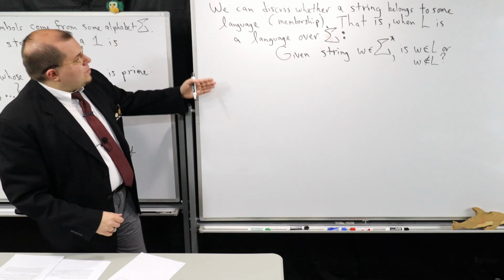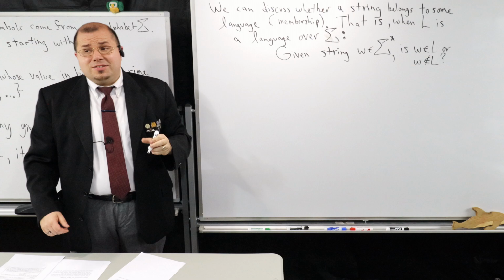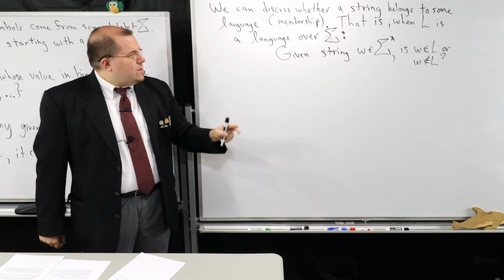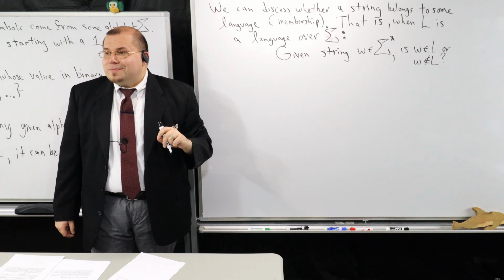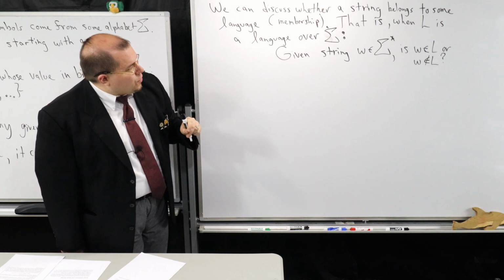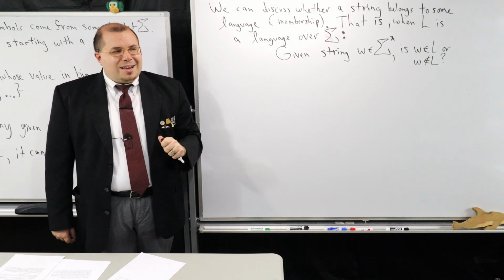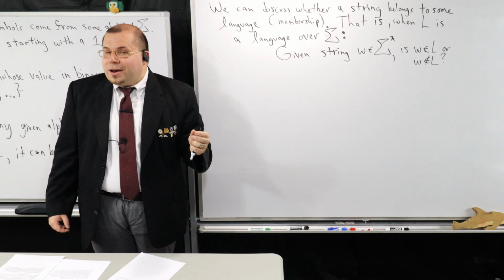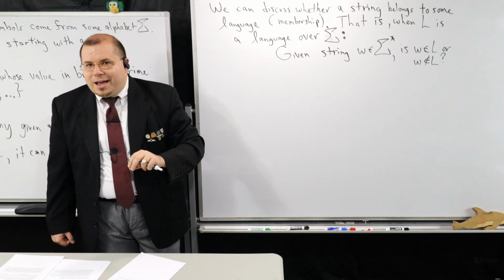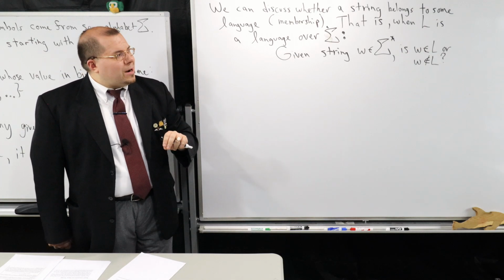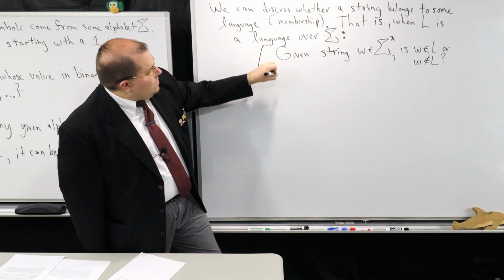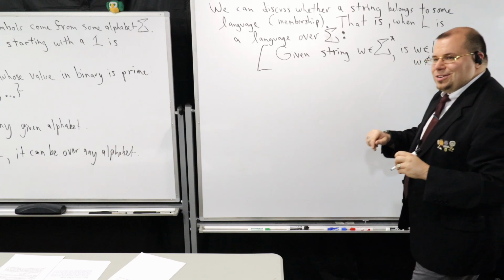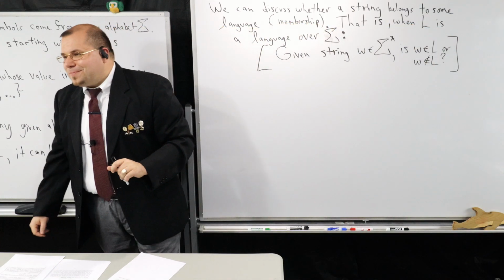So we can discuss the so-called membership of strings to languages. That is, if I give you a language L over some alphabet, and I give you a string W, and remember it's over all possible strings of that alphabet, I want to know if W is in L or it's not in L. Is this clear to everybody what I'm talking about here? So given some string W, I want to know if it's in the language or if it's not. Is it in the set or is it not in the set?